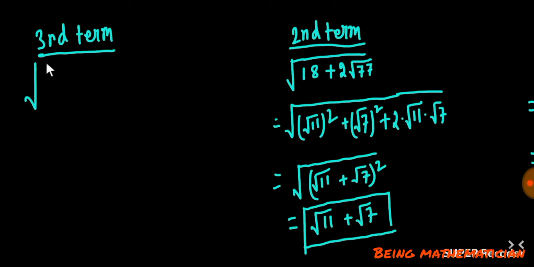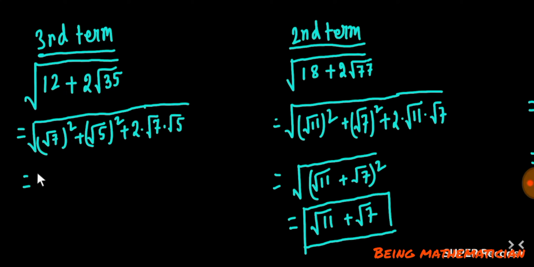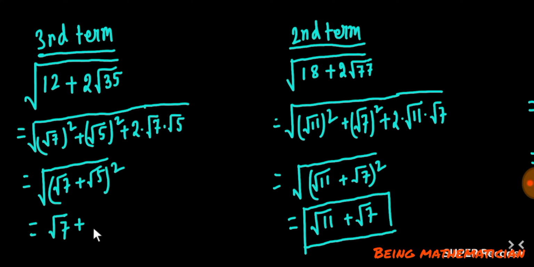Third term is root over 12 plus 2 root 35. So 12 can be split as root 7 whole square plus root 5 whole square, and 35 can be written as root 7 into root 5. Applying a plus b whole square as before, we write root 7 plus root 5 whole square. So it will be root 7 plus root 5.